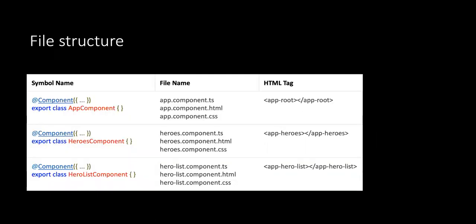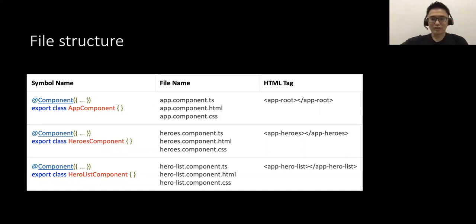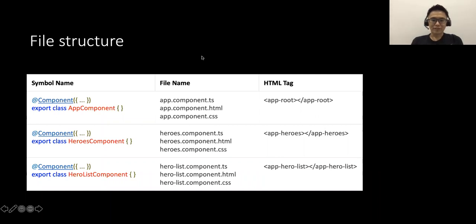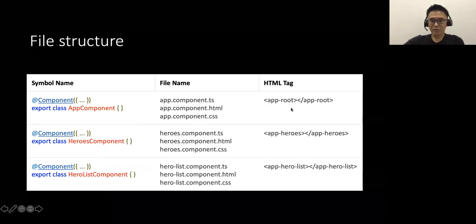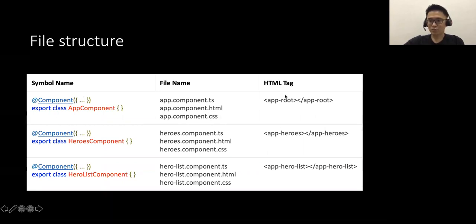All right, so the file structure. After you generate the component, by default in Angular itself, you have the root component. The root component is already there after you create a new Angular application. You'll find names like app.component.ts, app.component.html, app.component.css. To use that, the tag will be described in the metadata. I'll show you where later.